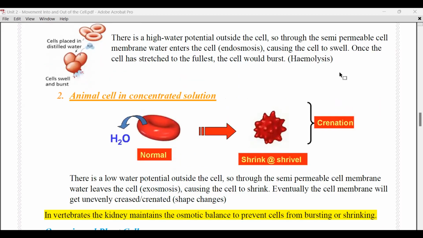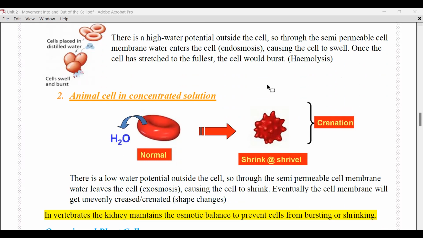The second instance is where you place an animal cell in a concentrated solution, where there would be a higher water potential inside the cell and a low water potential outside the cell. Thus, water molecules would move out of the cell and into the solution. The term used when water leaves the cell is called exosmosis, and continuously water leaving the cell causes it to eventually shrink and shrivel.